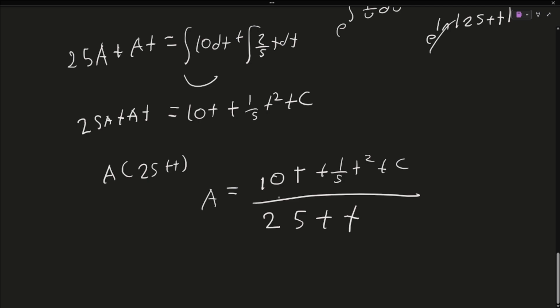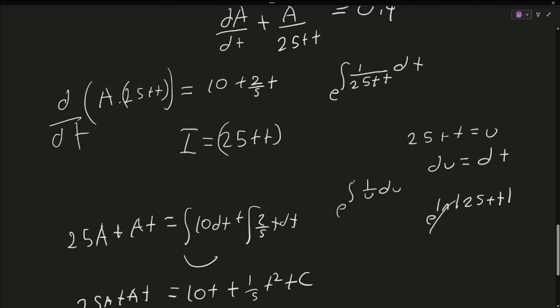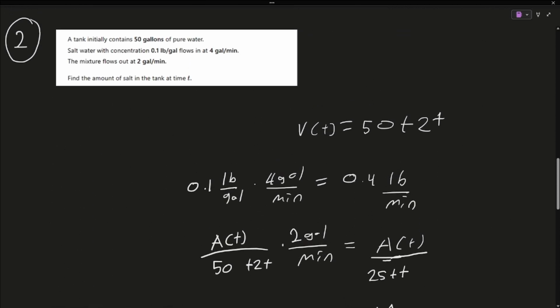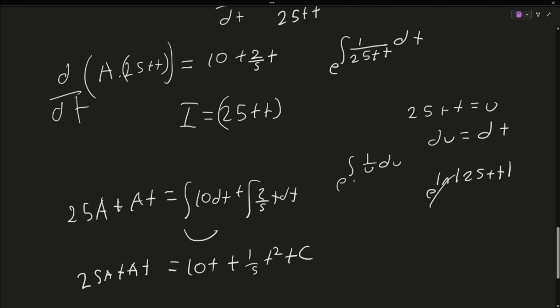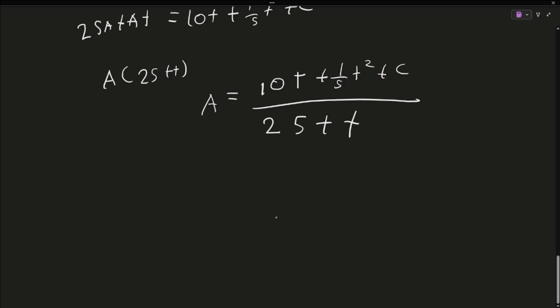So this is a really nice expression, and now afterwards we can just go ahead and plug in our initial condition. Our tank contains 50 gallons of pure water. So initially we have 0 pounds of salt in it. So A of 0 is going to be 0. So if I go ahead and plug in 0 for everything, I should find 0. So 0 equals 10 times 0 is 0, 1 over 5 times 0 squared is 0, and C divided by 25 must be equal to 0, so C will be 0 too.